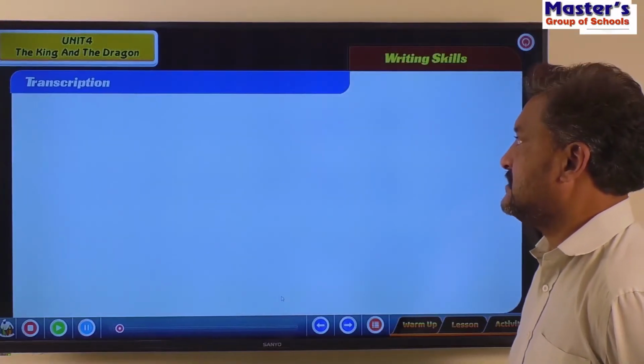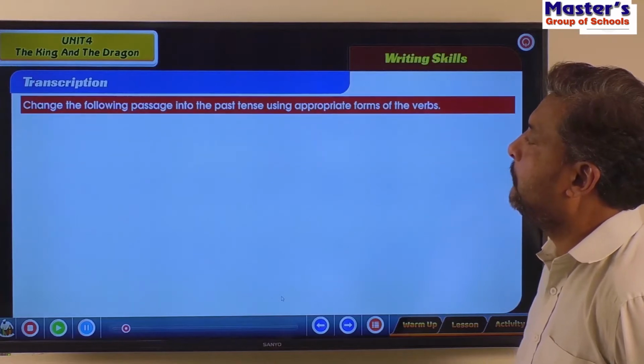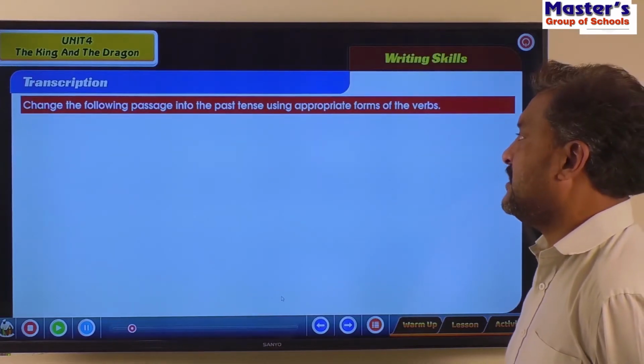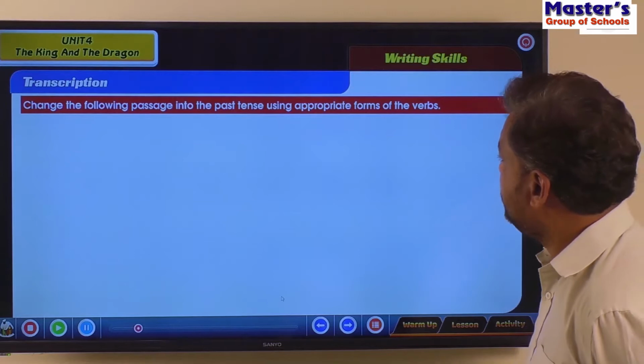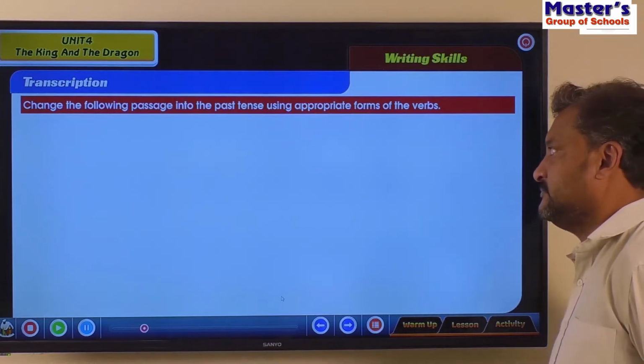Writing skills. Arrange the following passage in the past tense using the appropriate form of the verb. Okay.